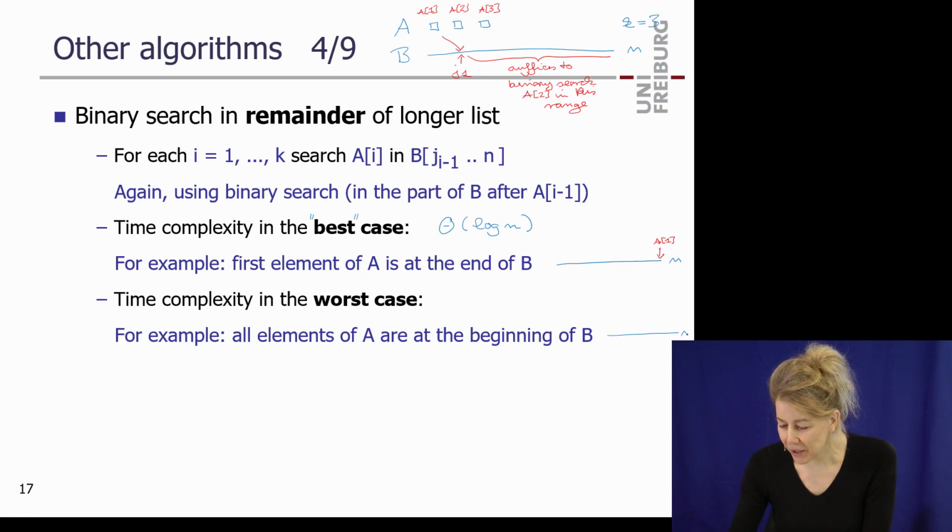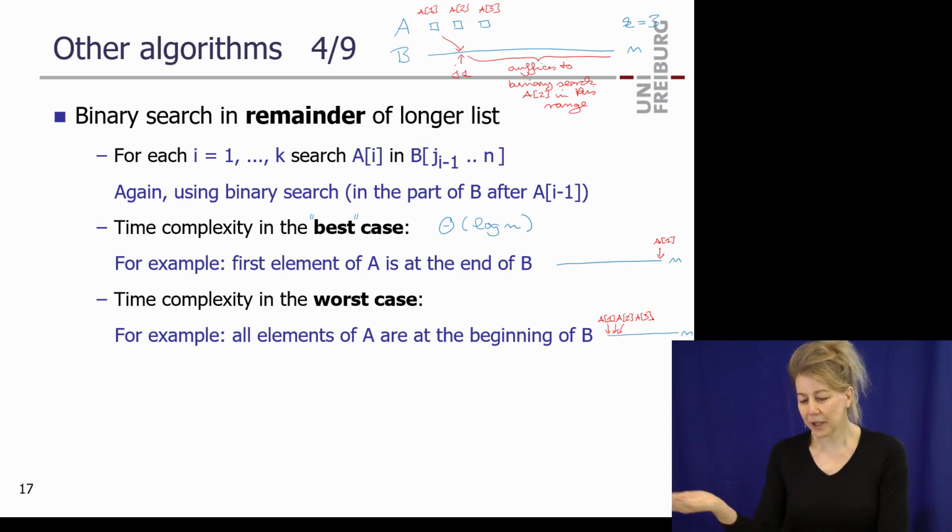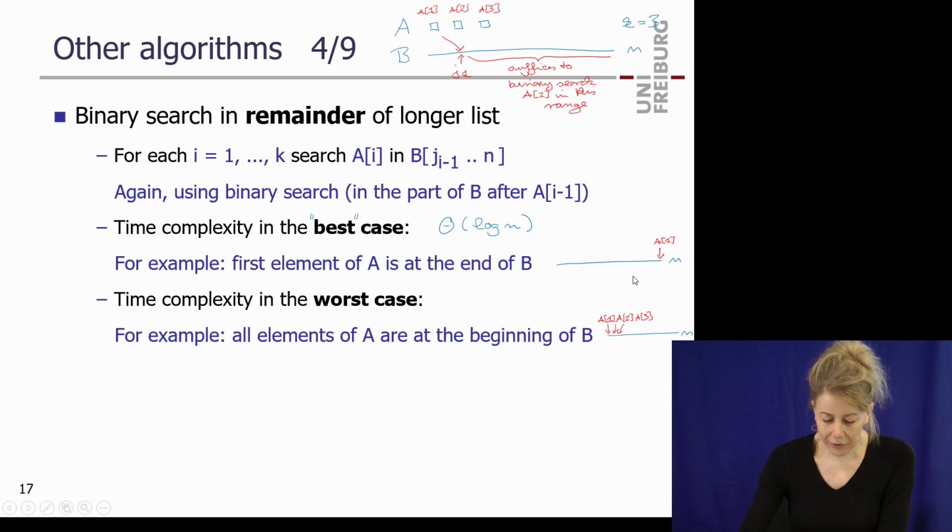And then it doesn't help you so much that you search in the remainder, because they are all here, A1, and then A2, and A3. And the remainder of the list is always the whole list. Okay, so this is k log n, like in the k binary searches one.